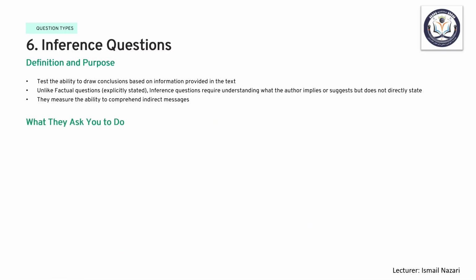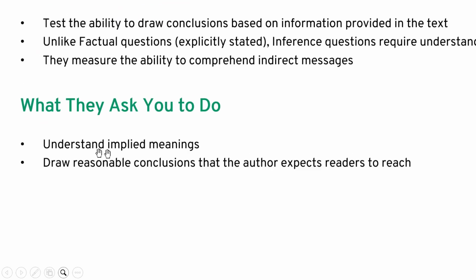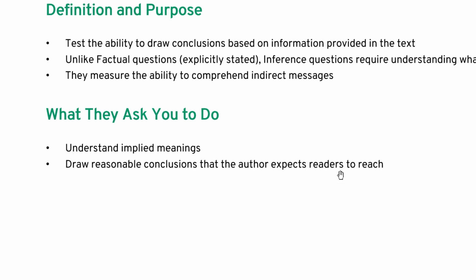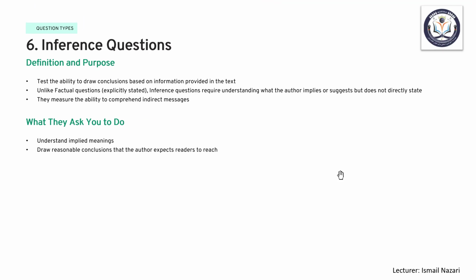Now, we have had an introduction to that. They ask us to understand implied meanings, which means the indirect meaning, and then draw reasonable conclusions that the author expects the reader to reach. What is that indirect conclusion the writer wants you to reach? That's the second thing the inference question asks us to understand.